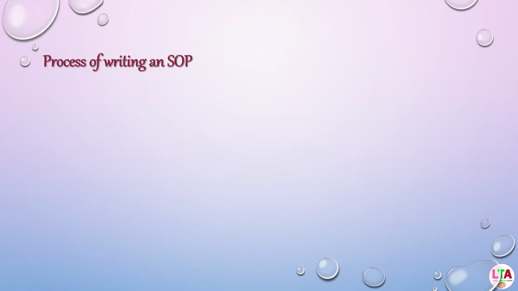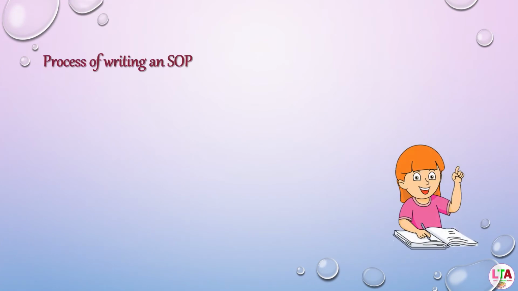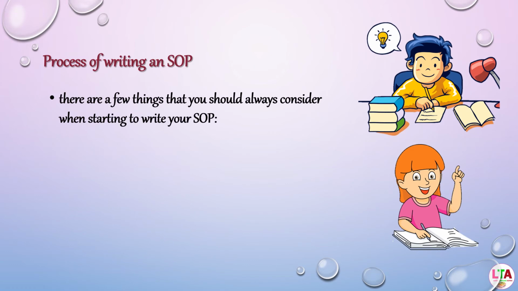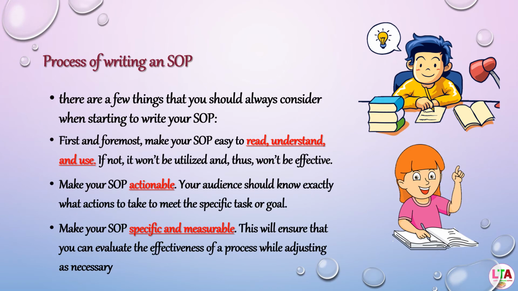We are going to discuss the process of writing a perfect SOP. There are a few things that you should always consider when starting to write an SOP. The first and foremost thing is that the SOP is easy to understand, easy to read and easy to use. If not, it won't be utilized by the people working in an organization for a particular process, and it won't be effective.